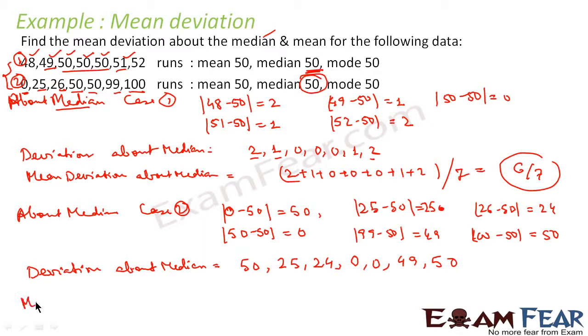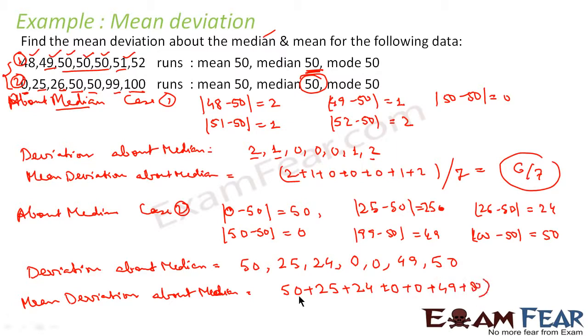So now we have to find the mean deviation about median. We take the mean of the deviations about median. The mean of this is nothing but 50 plus 25 plus 24 plus 0 plus 0 plus 49 plus 50, whole thing divided by the number of items, 1, 2, 3, 4, 5, 6, 7, divided by 7. And that value is 198 by 7. And that is the answer.